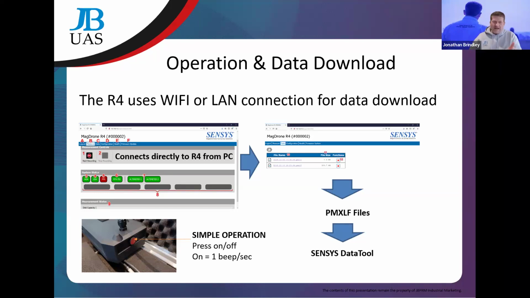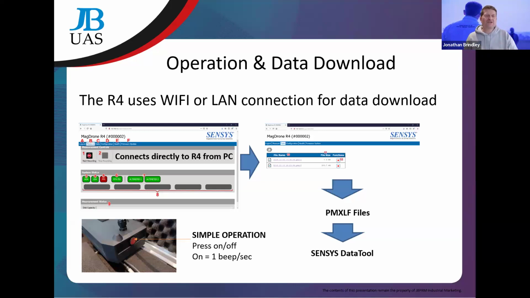How do we operate the R4 once it's sat there on the drone? Before it takes off, we simply press the red button. As you can see, it's on the bottom left-hand corner, on the side of the R4. Just for information, there is a way of doing that automatically from the portal, but I don't tend to do that.